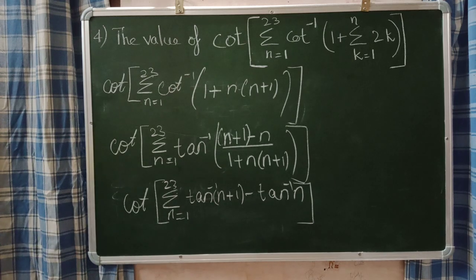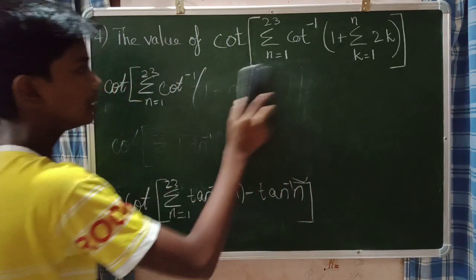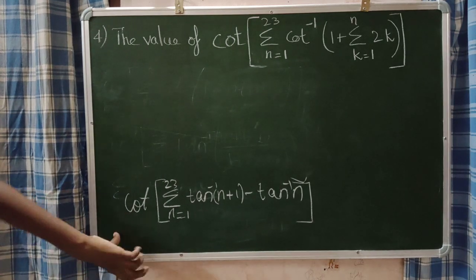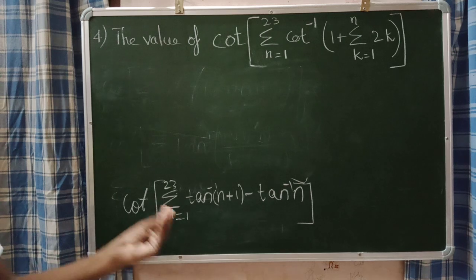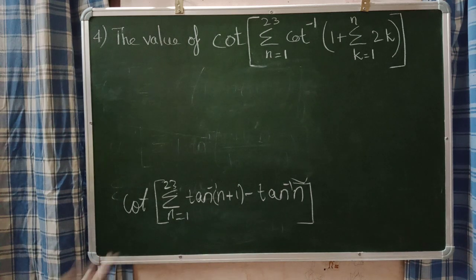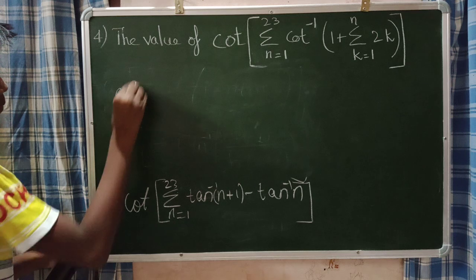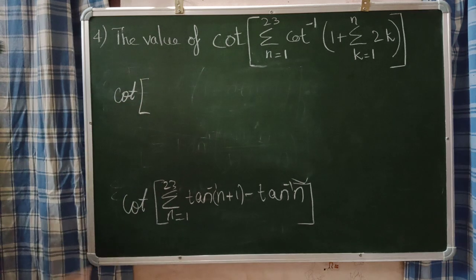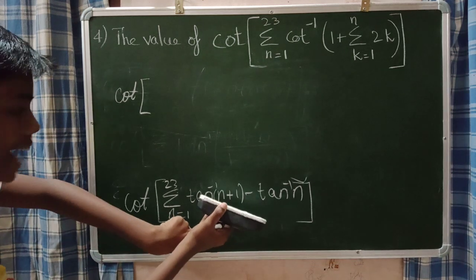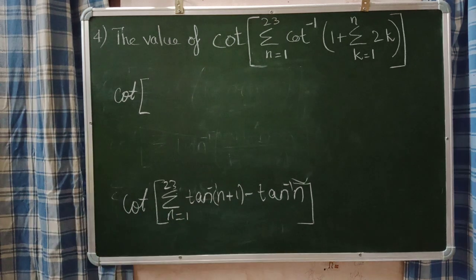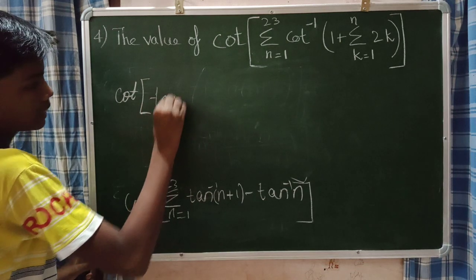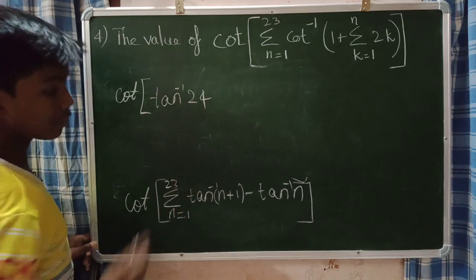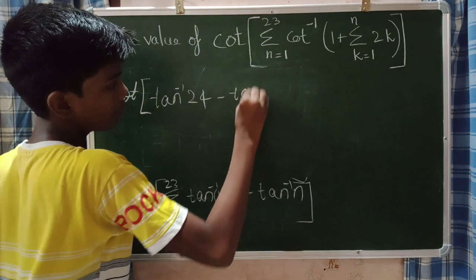Now you can easily solve this question. It is a laddu, guys. You are going to do cot of summation of n equal to 1 to 23 of tan inverse of n plus 1 minus tan inverse of n. Now in the tan inverse of n plus 1, put 23 in place of n, so you will get tan inverse of 24, minus tan inverse of n.